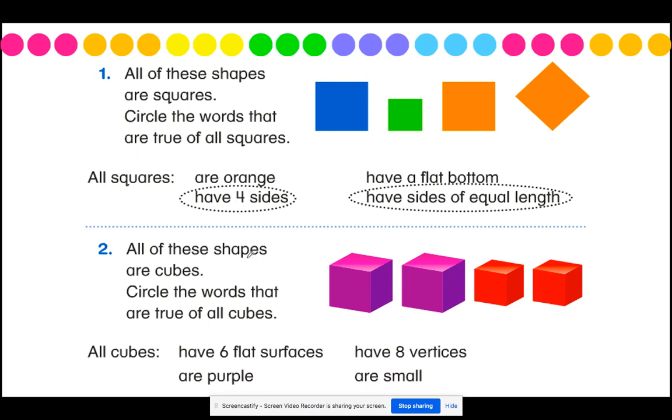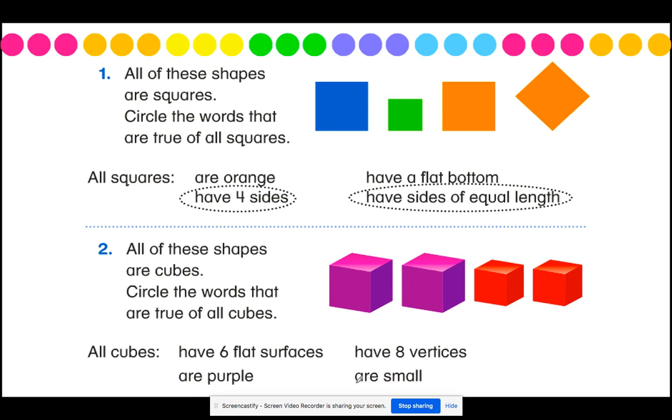Question number 2. All of these shapes are cubes. Circle the words that are true of all cubes. All right, so let's look at the clues first, and then we will decide. The first clue is have 6 flat surfaces. The second clue is have 8 vertices. The next clue is are purple. And the last clue is are small.